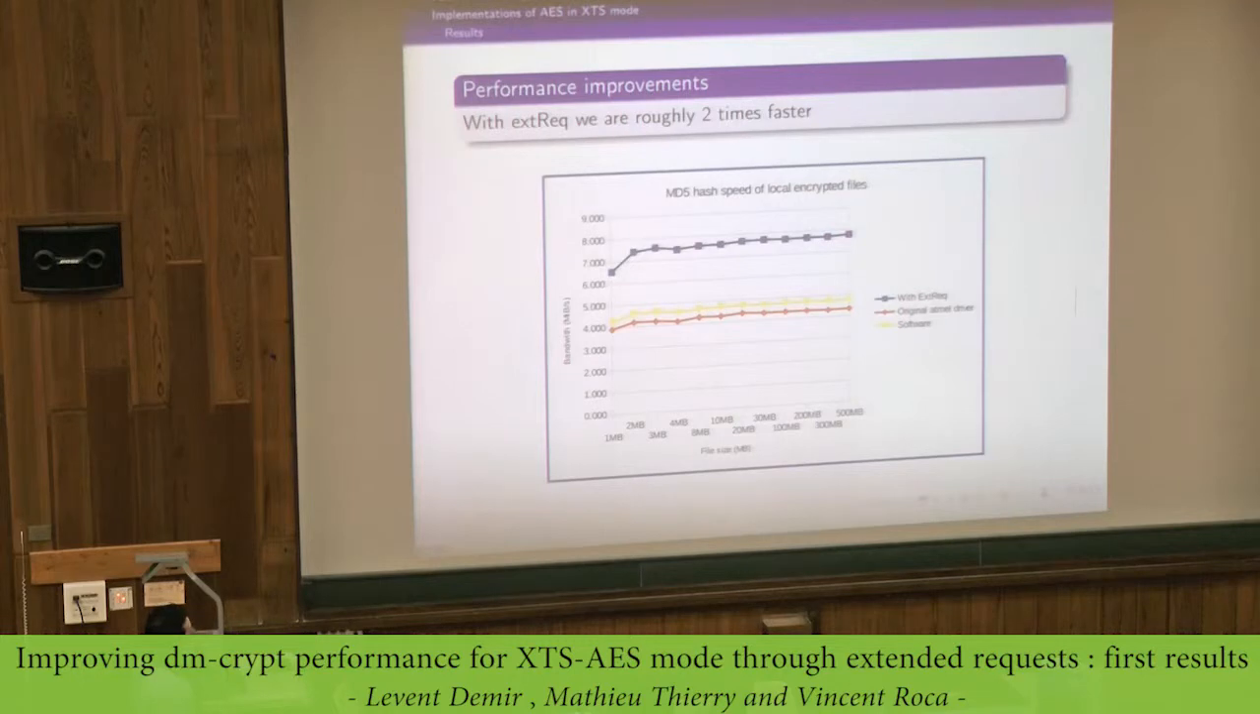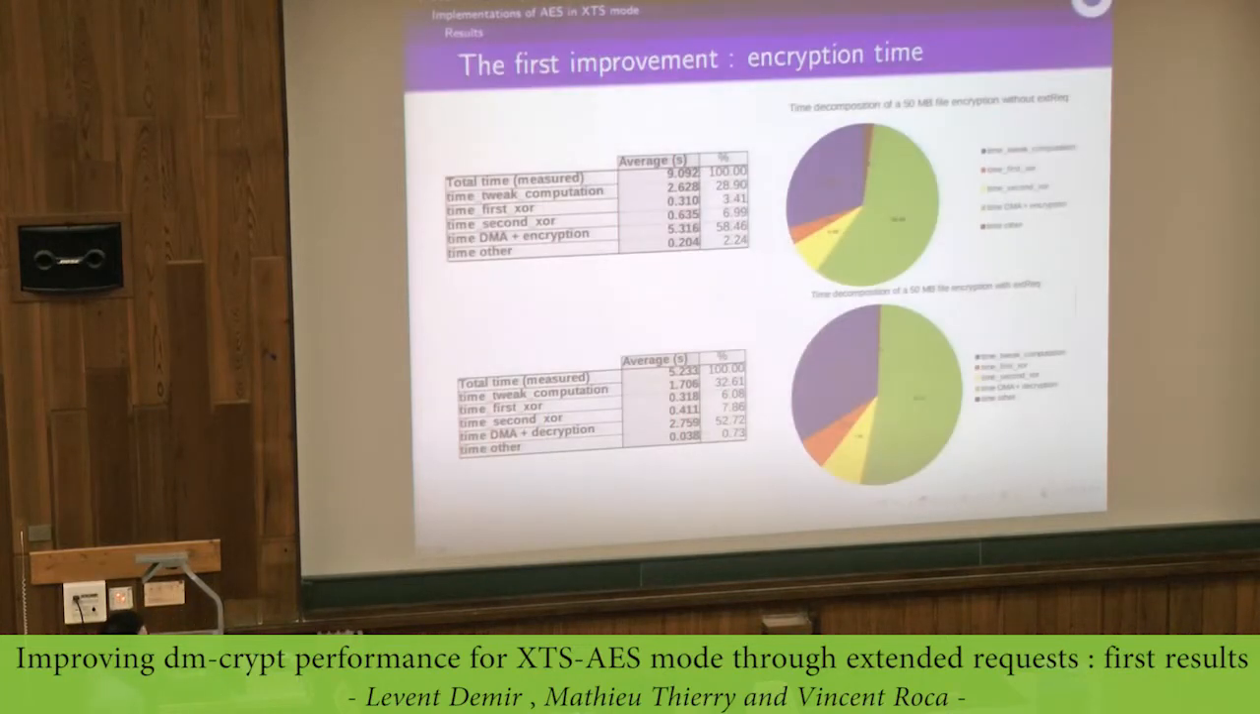And so we have three measures. The software bandwidth is here. The original Atmel driver, which we had implemented with encryption sector by sector, is here, so it's lower. But with XTrack, we see that we are roughly 2 times faster. But this improvement has been divided into 2 improvements.